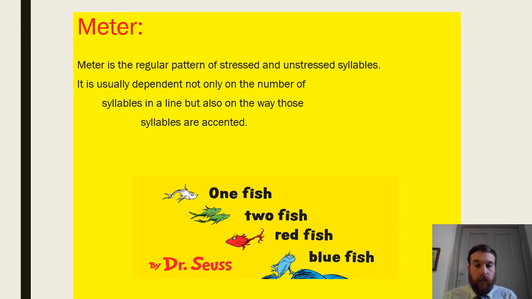But usually for us, it's the number of syllables, and one ends up sounding stressed and the other unstressed. So if you've ever read Dr. Seuss before, he's got a book called One Fish, Two Fish, Red Fish, Blue Fish. There's a pattern between the way that those words interact. I'll get into that a little bit more in a second.